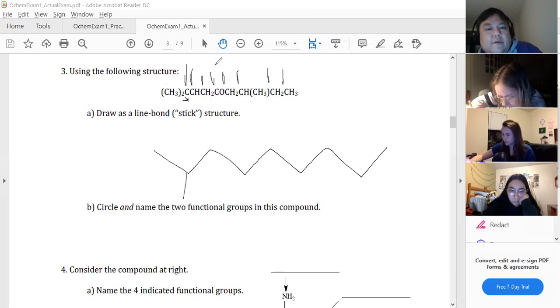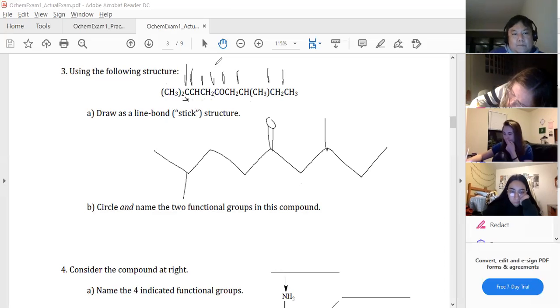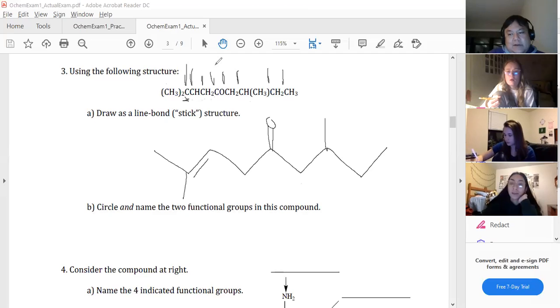So 1, 2, 3, 4. Off of carbon 4, you have a double bonded O. 5, 6. Off of 5, 6, you have this methyl like that. Is that how you did it? Yeah. Okay, and then if you took the time, you would say, oh, there should be a double bond here. And that is the correct drawing too. Does that work better for you, Melissa? I think that's what you were kind of alluding to.